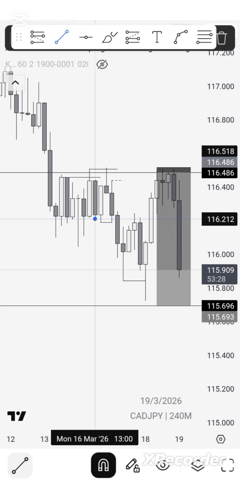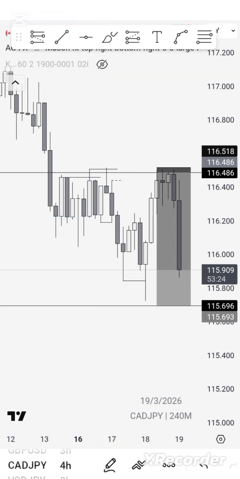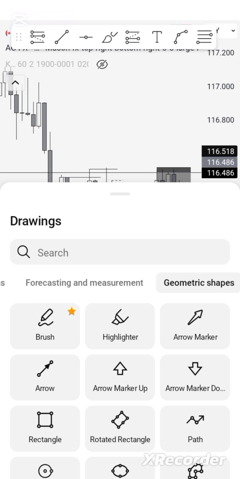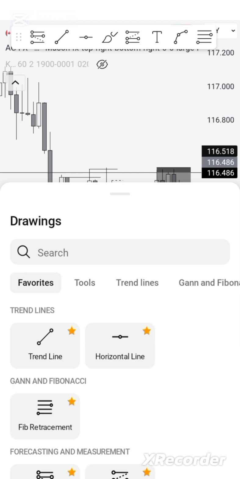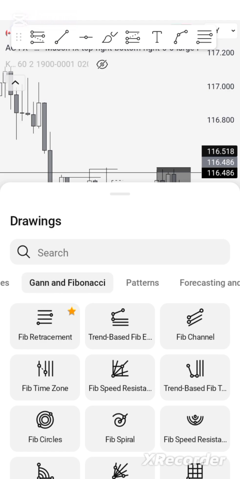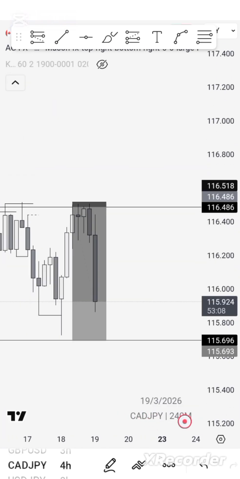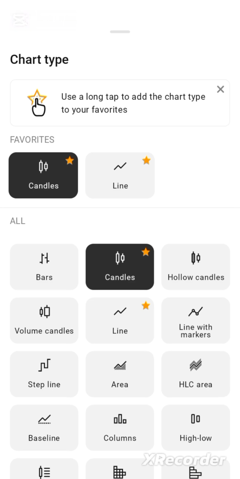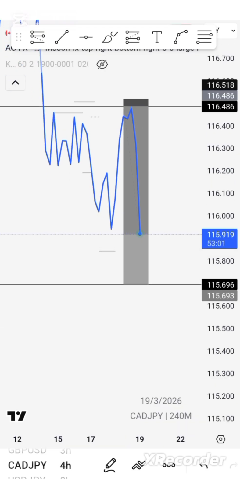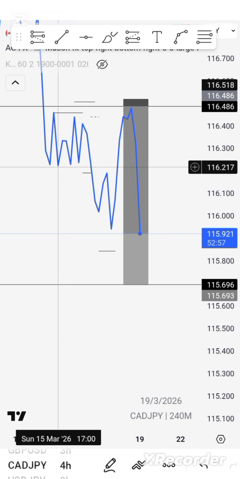Price actually broke here. If I show you the line chart, you will be able to see it clearly. Let me show you the line chart. So we have a breakout there on the 4 hours time frame. Okay, sorry. So that you're able to see it clearly. Can you see? We have a breakout there. Can you see? So we have a breakout here.